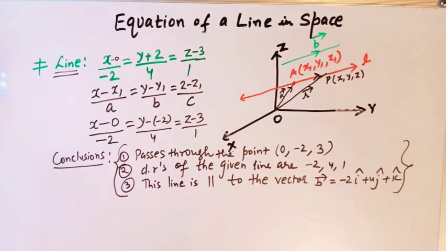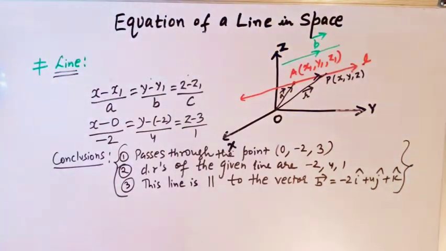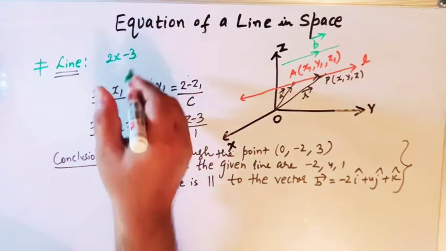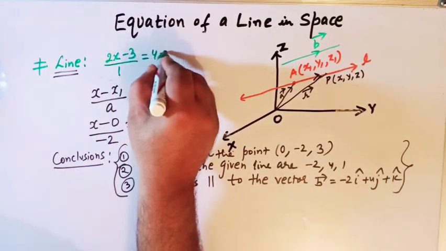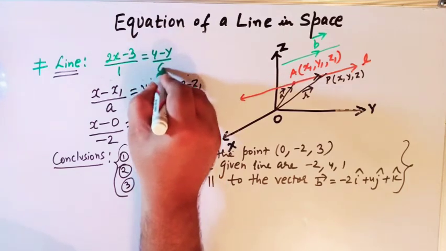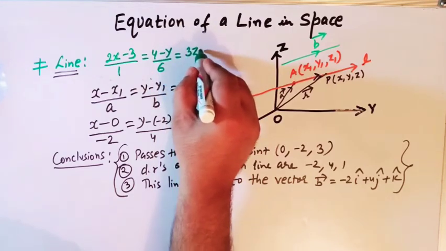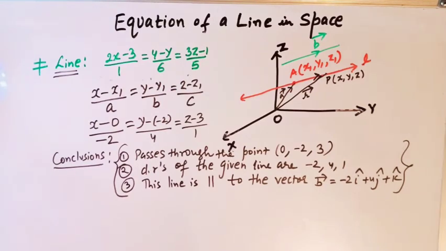Now viewers, I am changing the equation of this line, and I am writing a new equation here. The equation is (2x minus 3) divided by 1, then (4 minus y) over 6, and let us say here we have (3z minus 1) over 5. Clear?